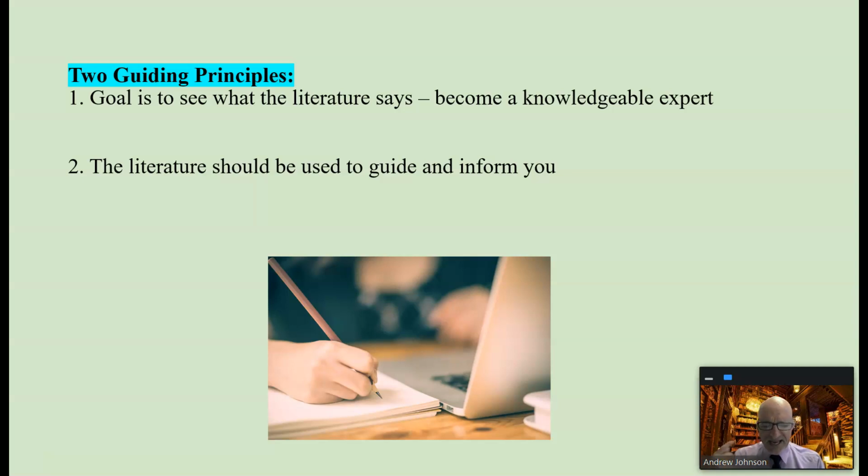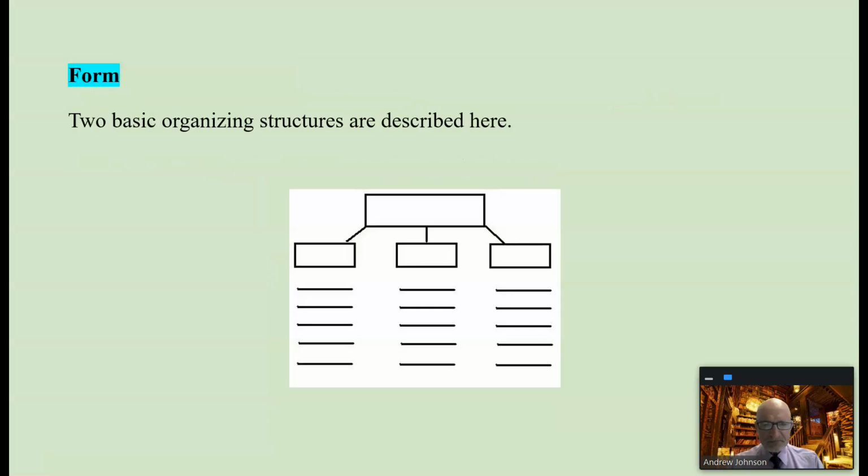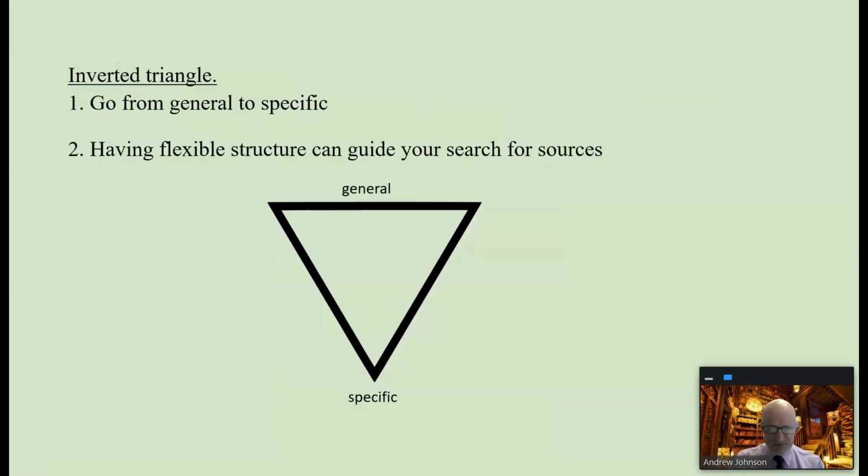This is not good in academic writing. It's not good for our field of education. You want to let the data speak. Get out of the way. Let the data speak. There are 2 basic organizing forms for a literature review. The first is the inverted triangle, where you go from general knowledge to specific with a tight focus on your research question. Now, having this flexible structure in place before you begin looking for sources can guide your search.